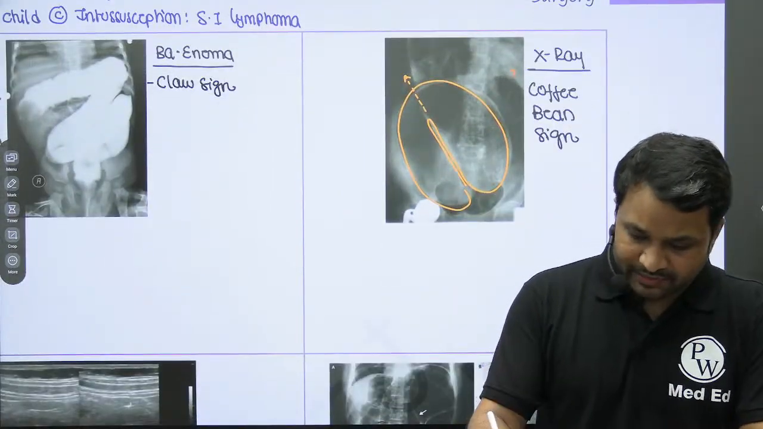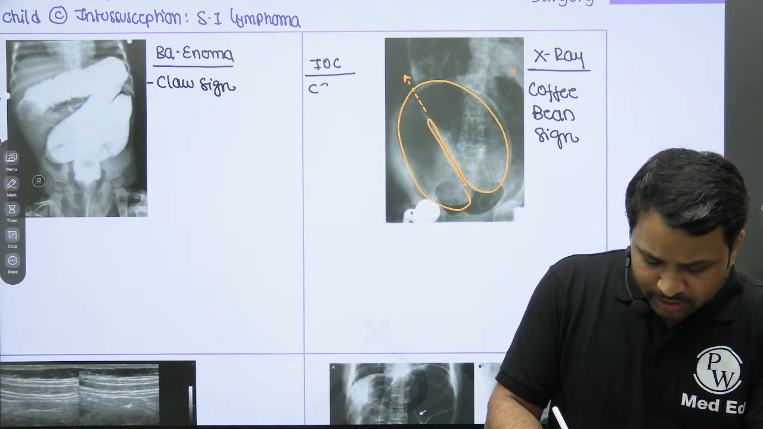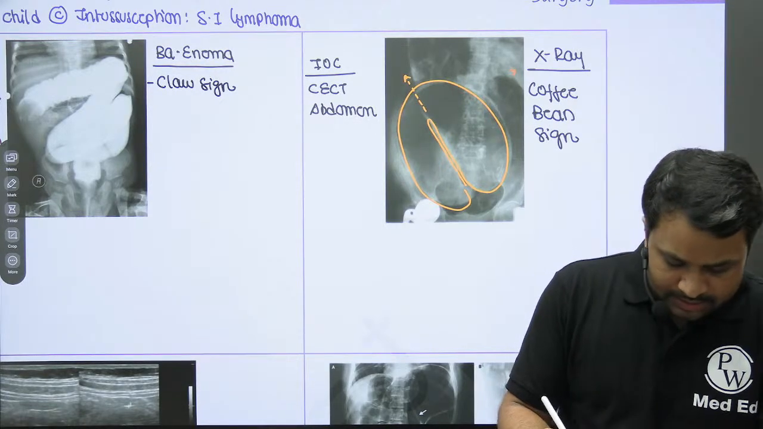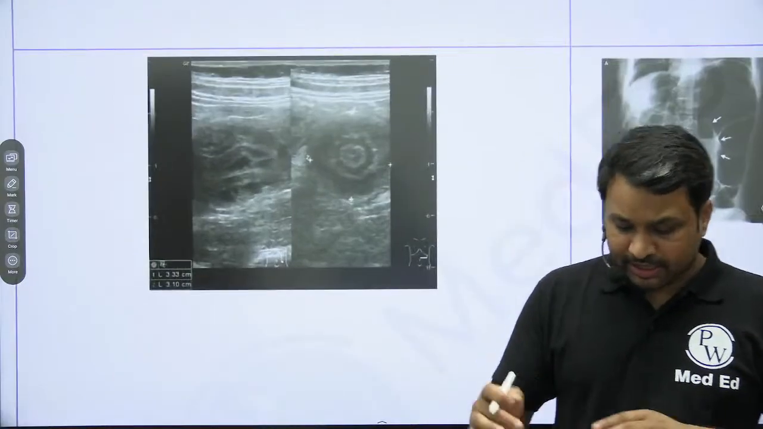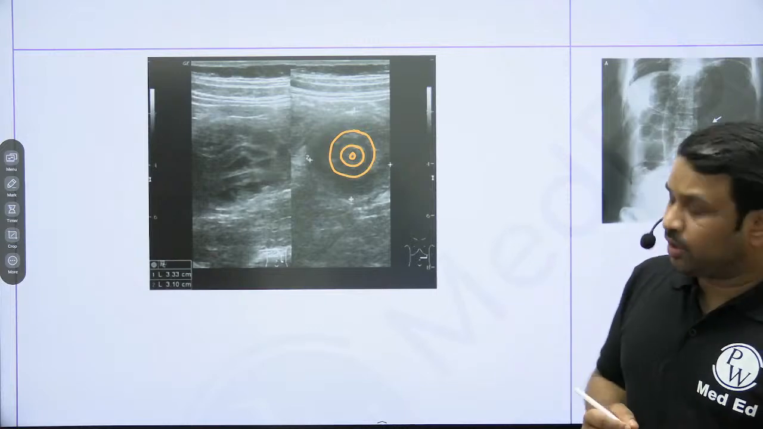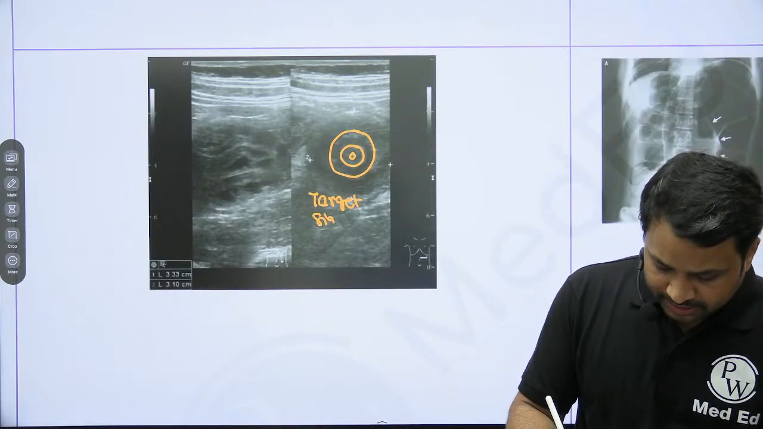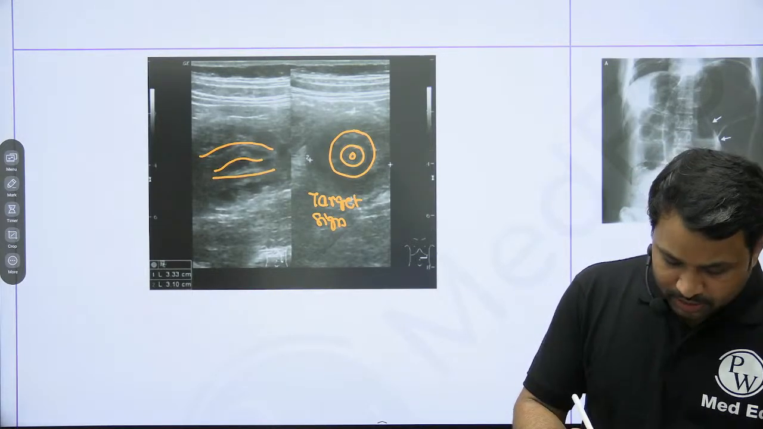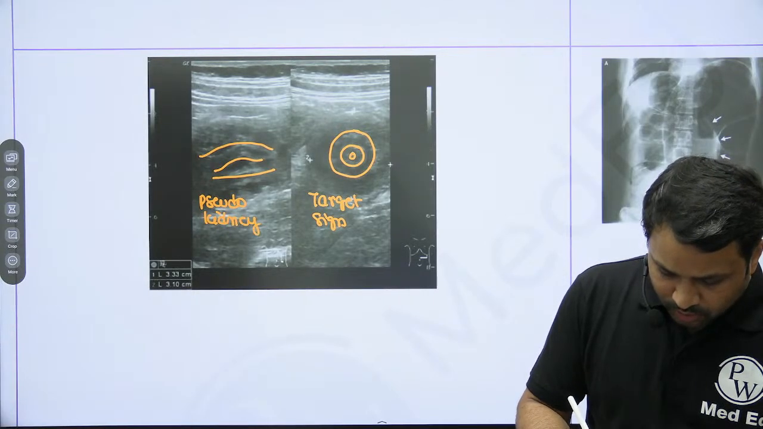But if I say what is the investigation of choice, no doubt about investigation of choice for volvulus, it is going to be your CECT abdomen, right? What are the other things that you can see? As you can see in the ultrasound, you can have the target sign. So on an ultrasound, this is how you will see the target sign. And if you see on a lateral cut, it looks like a pseudo kidney appearance. So this is your pseudo kidney sign.